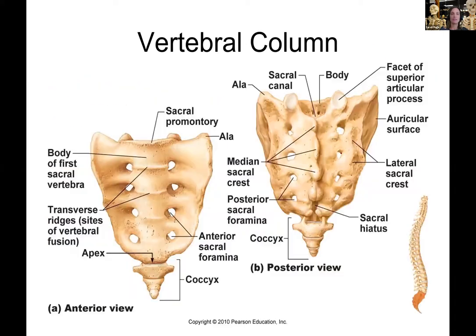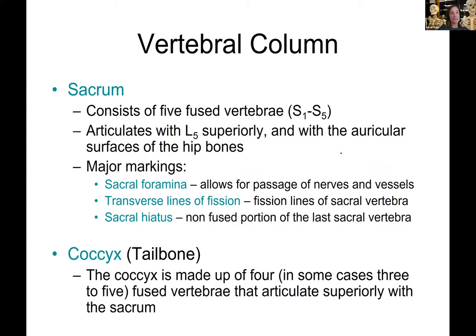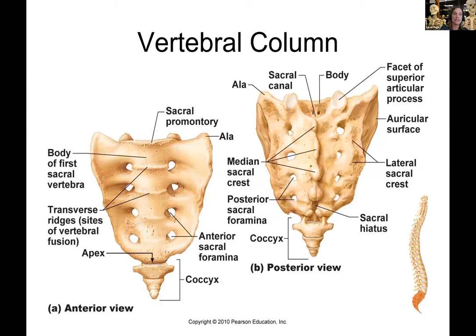Some of the major markings on the sacrum that you're going to look at this week are the sacral foramina. Again, you know that term means holes. So these are all the little holes in the sacrum. So you can see all those right here. Okay. Again, the holes are there because they're allowing blood vessels or nerves to pass.